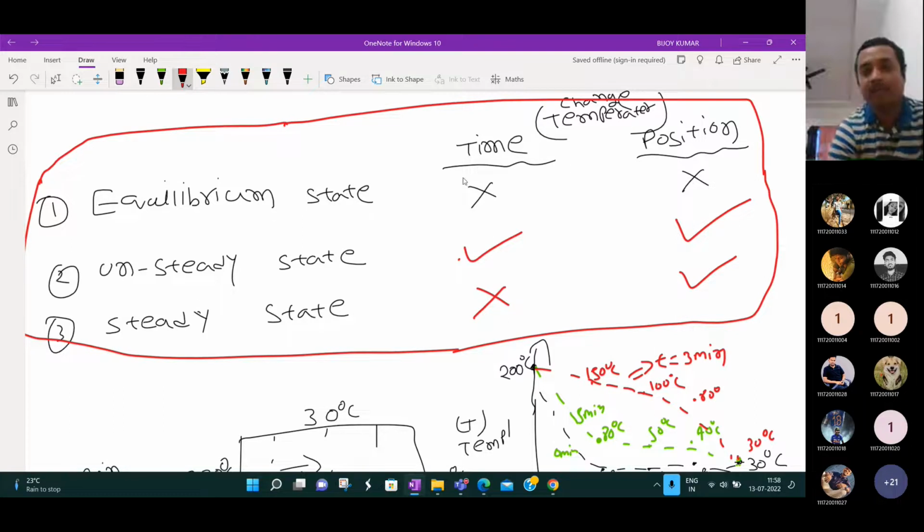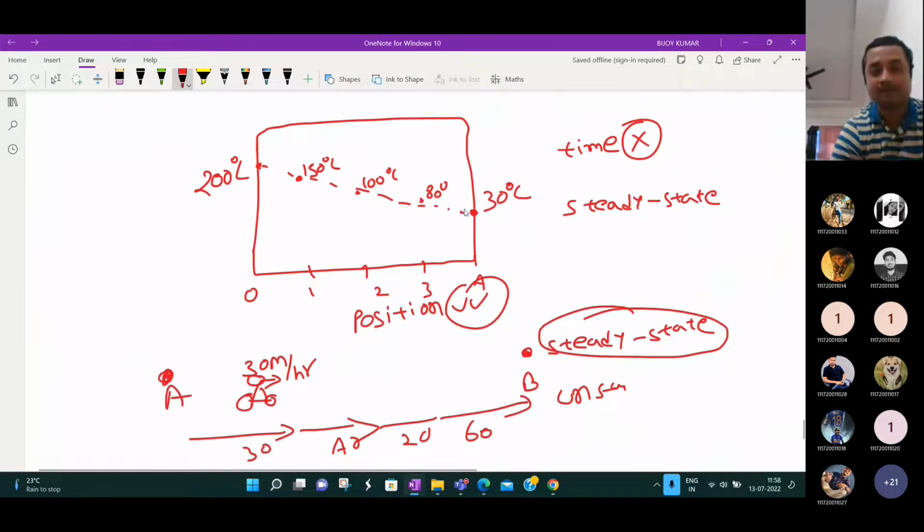Equilibrium state: the temperature will not change with respect to time and position. Unsteady state: the temperature will change with respect to time and position. Steady state: steady means anything which is not changing with respect to time. So with respect to time, it will not change, but with respect to position, it will change. The example is this one.